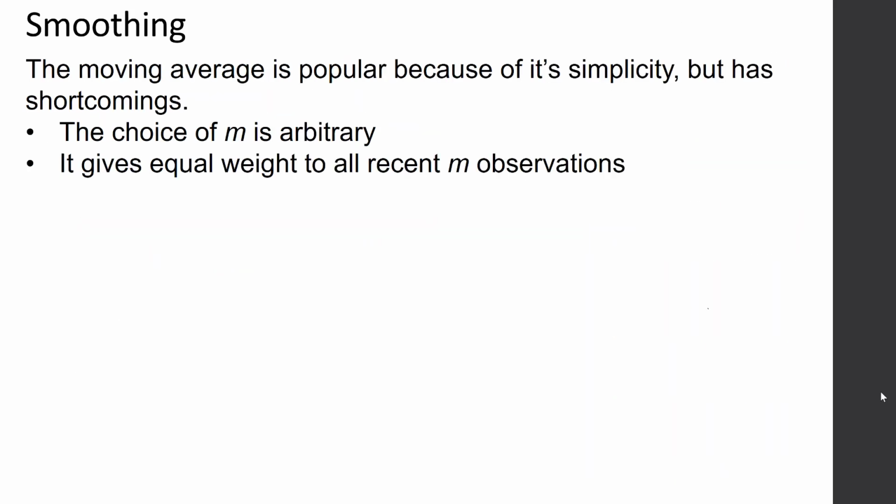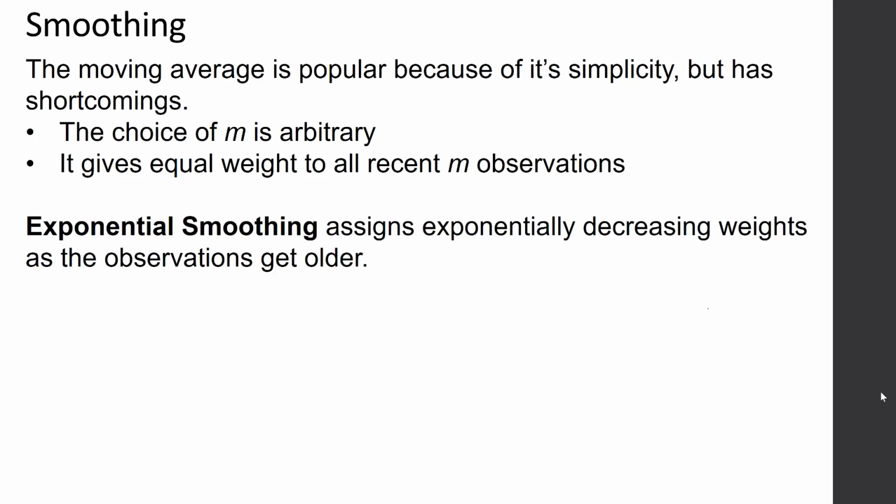Okay. The moving average is popular because of its simplicity, but has shortcomings. The choice of M is arbitrary. You can play around with it and see which one fits the best. And it also gives equal weight to all recent M observations, and this may not always be appropriate. So exponential smoothing assigns exponentially decreasing weights as the observations get older.